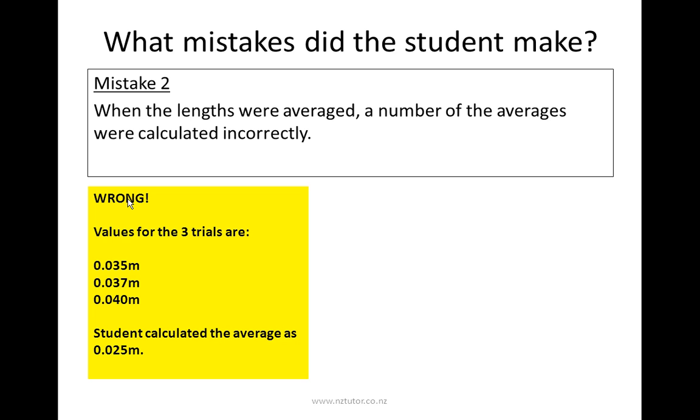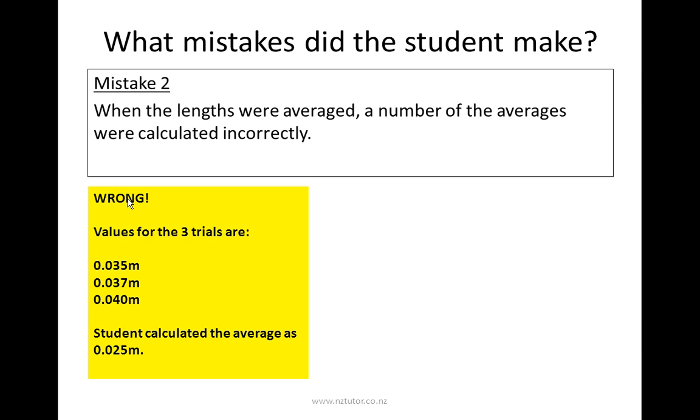Now the student calculated the average as 0.025 of a meter from those three values, and we can look at that and say, well, that's clearly not right, because for those three numbers, if you've done a few calculations of averages in maths, that just doesn't sit anywhere within those three numbers. So that's clearly incorrect. And you should be able to identify that either by double checking your calculation or just identifying it because you've done so many average calculations before.